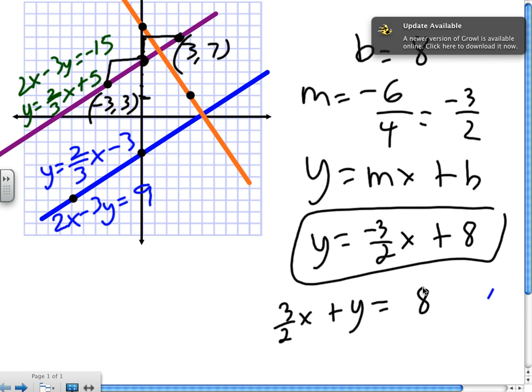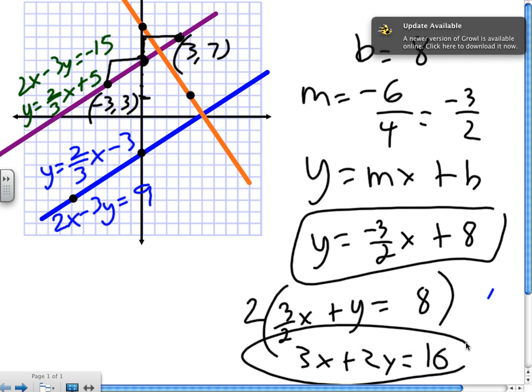How do we clear our fractions? Times 2, common denominator. You end up with 3x plus 2y equals 16. So let's sum it all up again. For the orange line, I have y equals negative 3 over 2 x plus 8, and the standard form is 3x plus 2y equals 16.